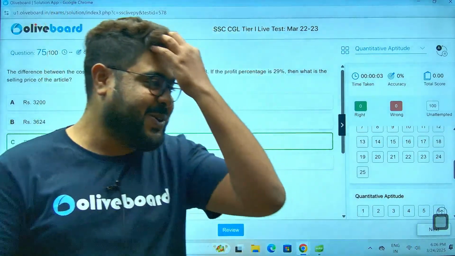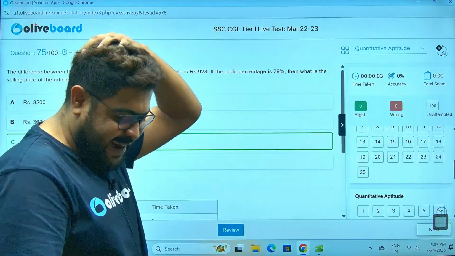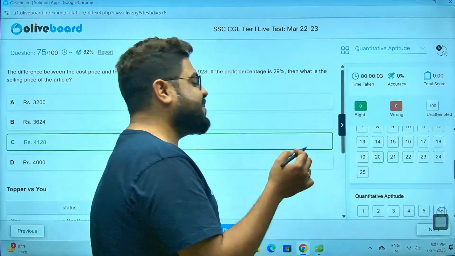Antonym. Let's not talk about this with me, because I'm a very novice person in that area. Kapil sir will be more help to you guys in this department.